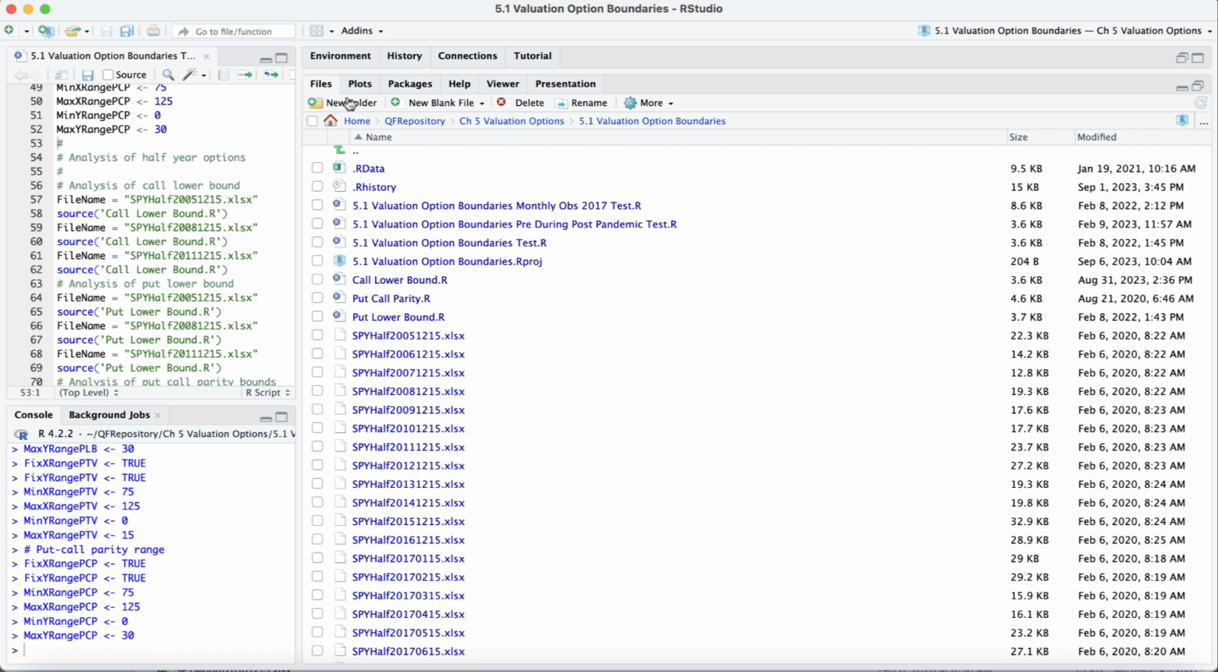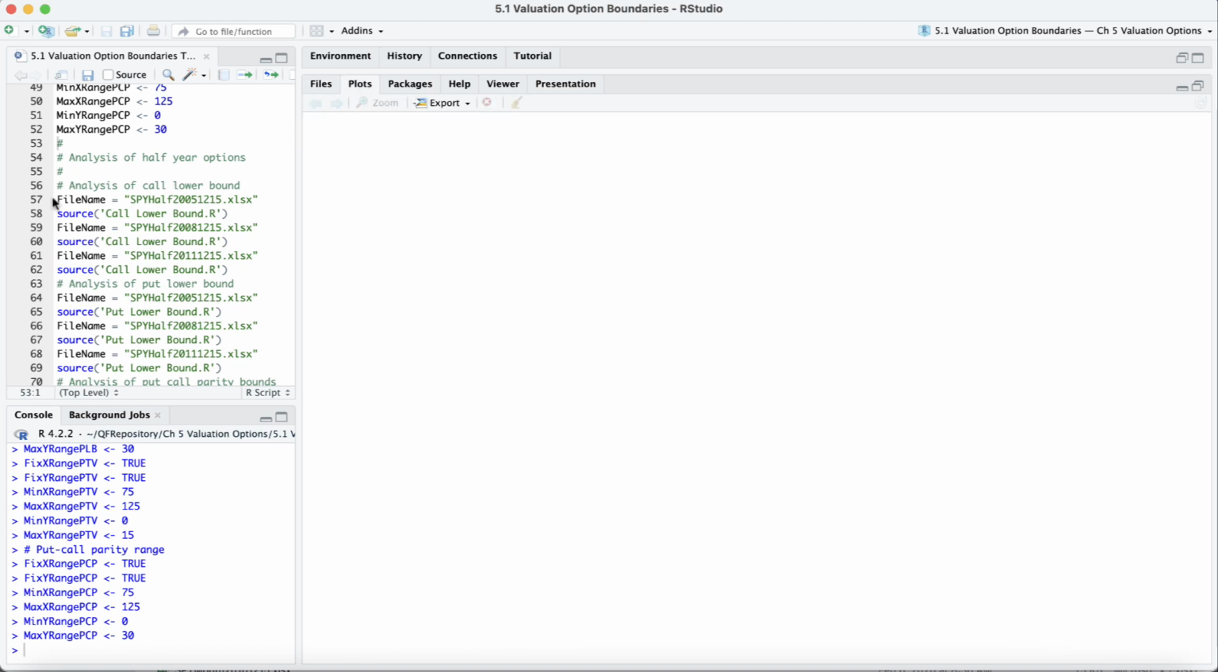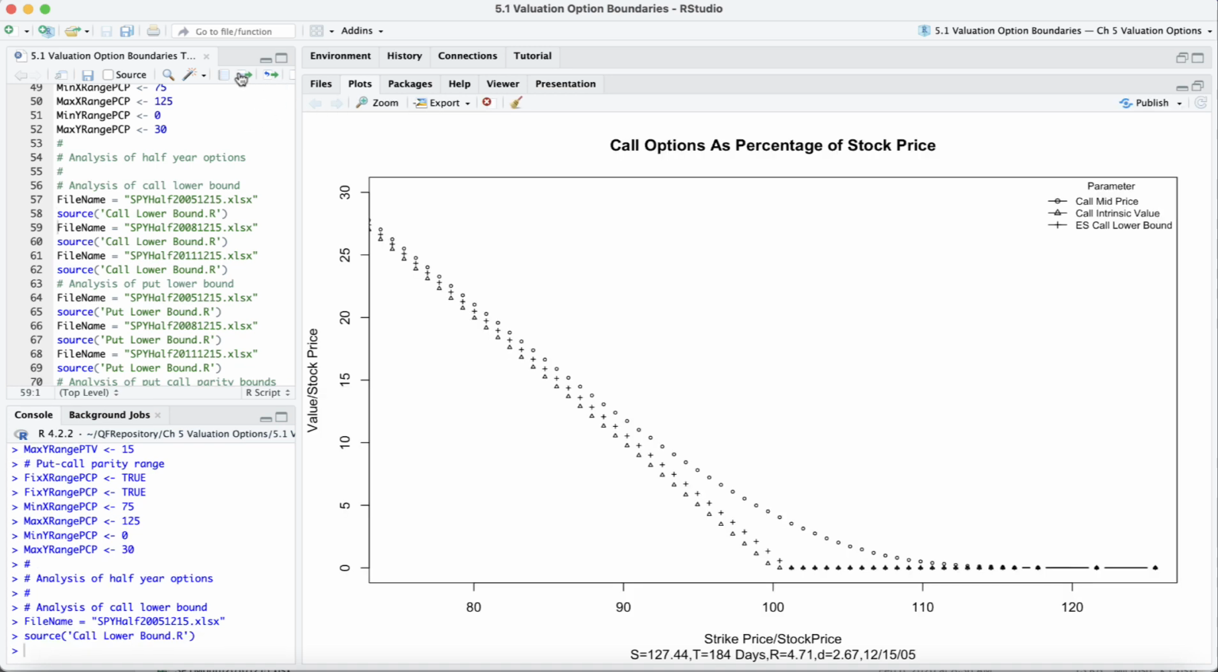And so initially, if I wanted to just look at some plots, I could load the particular file that provides some raw data, and that raw data is analyzed, producing the call lower bound. Again, this is strike price divided by the stock price, and so the lower the strike price for call options, the higher the intrinsic value. If you'll notice at this particular point in time, interest rates are above the dividend yield, therefore the lower bound is above the intrinsic value.